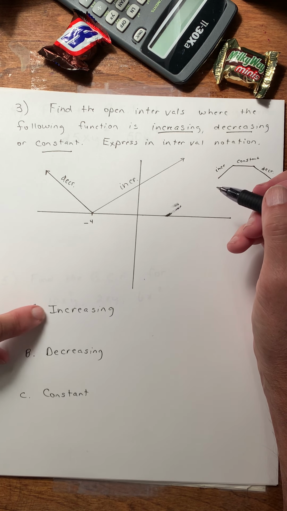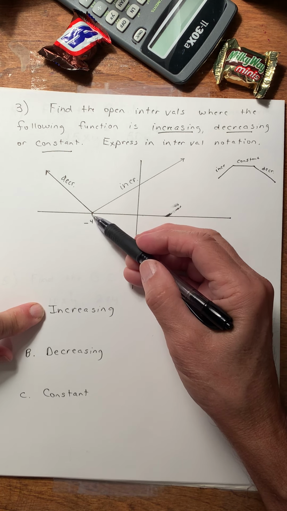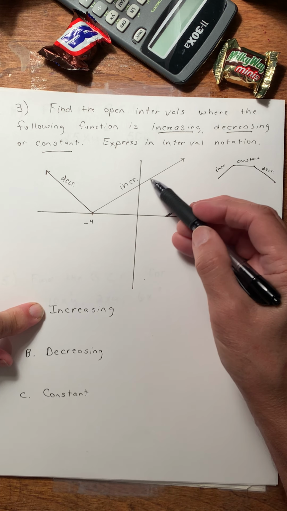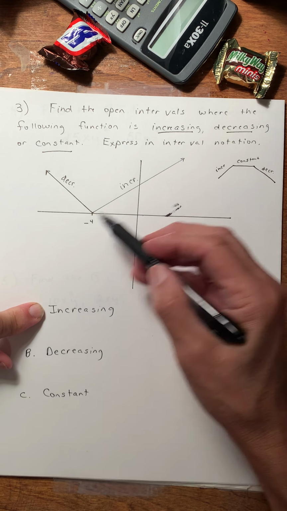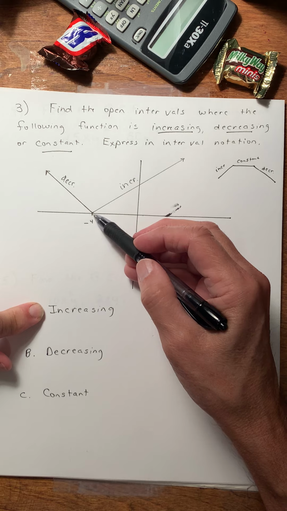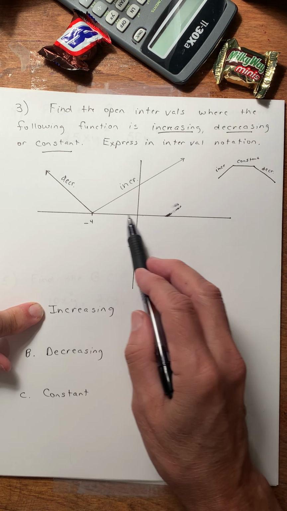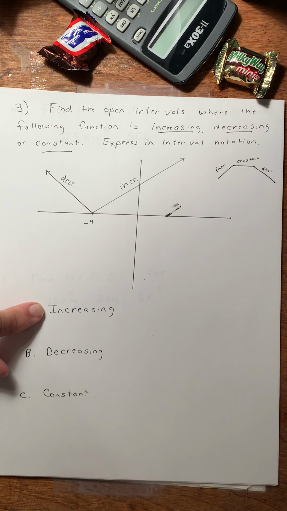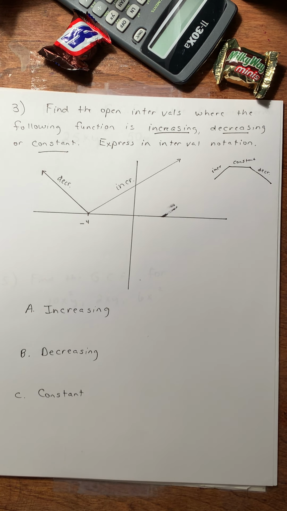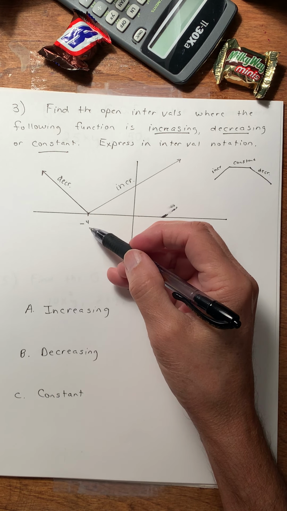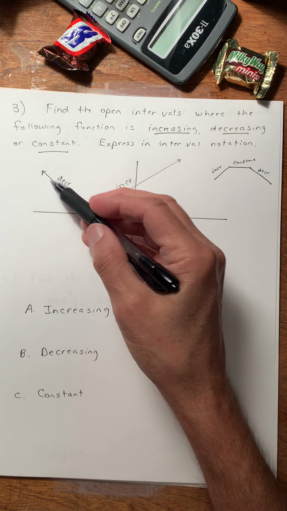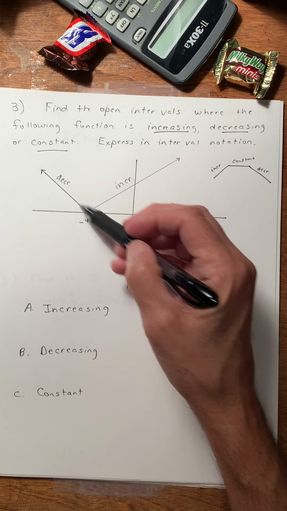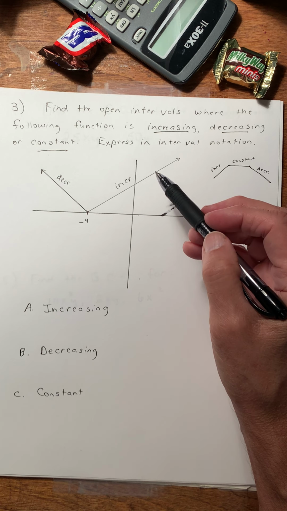So let's do the increasing part first. It's from -4, hey, it just keeps going on forever, right? -4 to infinity. So from -4 to positive infinity, this guy is increasing. Now here's a very important question. Is -4 part of the decreasing interval, or is it part of the increasing interval?